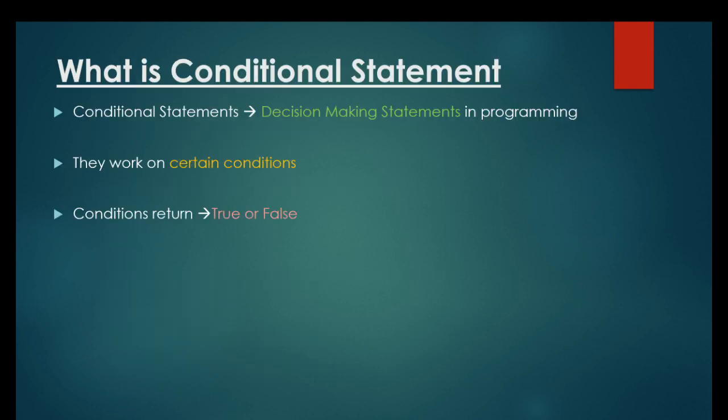So let's get started. What is a conditional statement? Conditional statements are basically the decision making statements in programming. Any statement which makes a decision within the flow of the programming is known as a conditional statement. They work on certain conditions. So what are conditions? Conditions are also known as Boolean expressions. A Boolean expression or condition is something that returns either true or false. So they return a Boolean value.